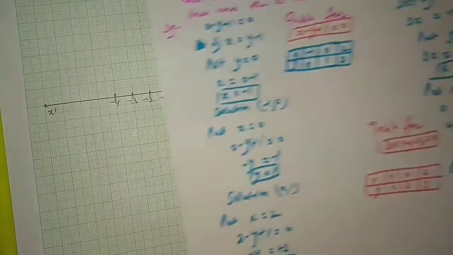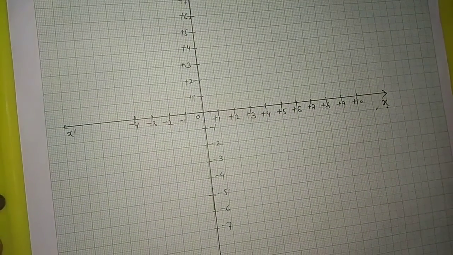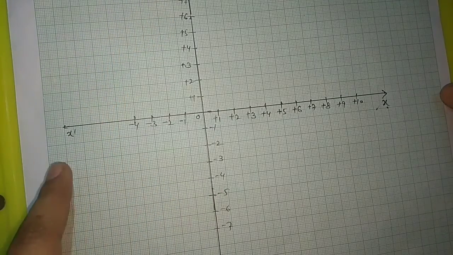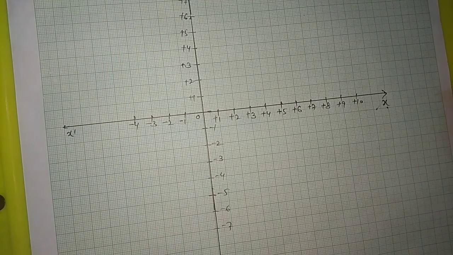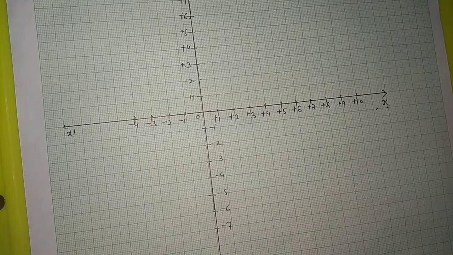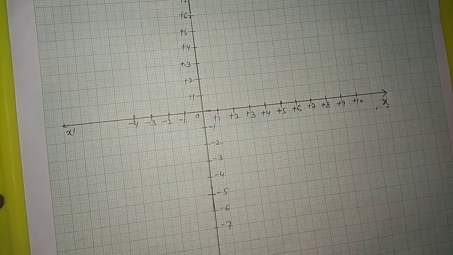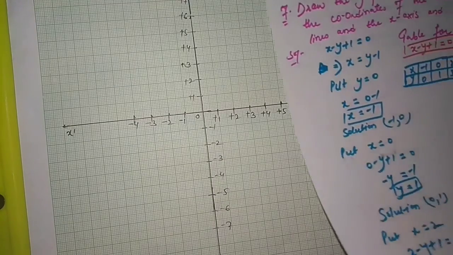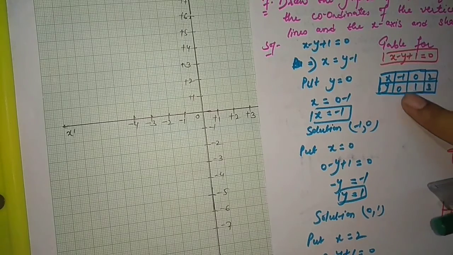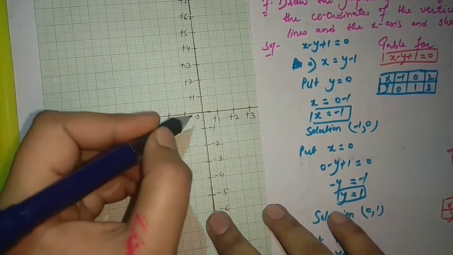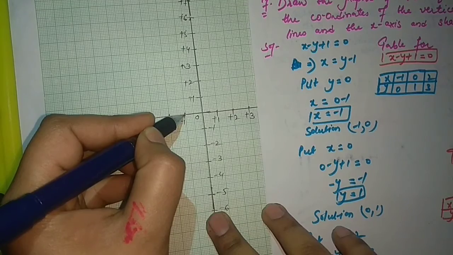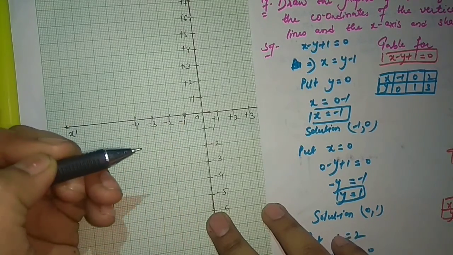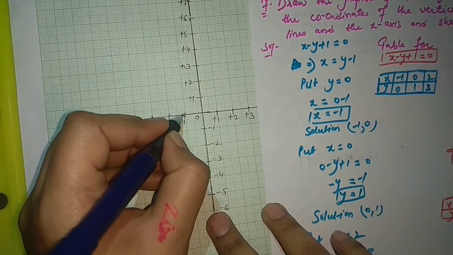So here is the graph paper. Here we have our positive x-axis, positive y-axis, negative x-axis and negative y-axis. So we have to draw the line for our first equation. So first solution was minus 1 comma 0. So here we have minus 1. Minus 1 comma 0 means we have to plot the point on the x-axis only. So this is our first solution.